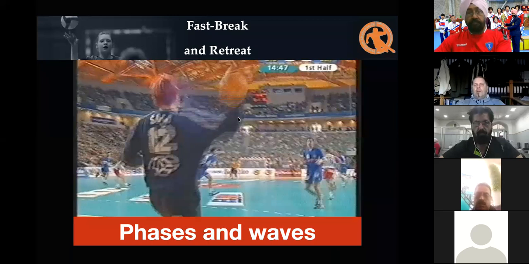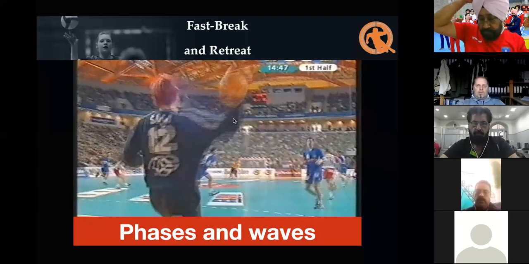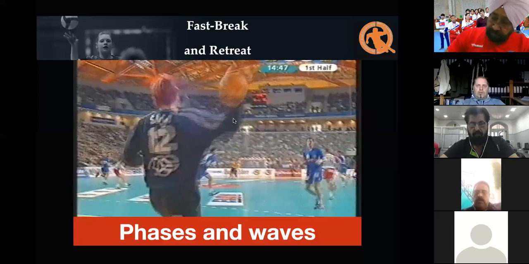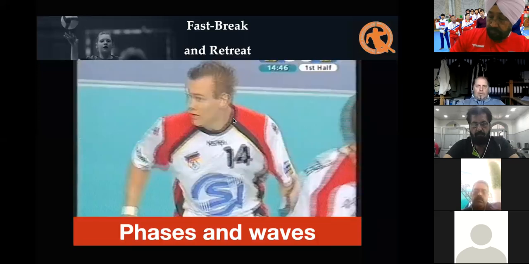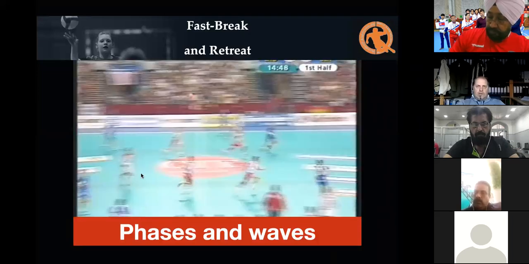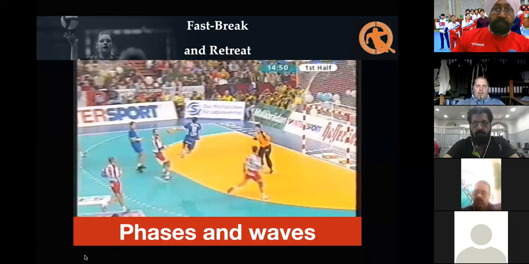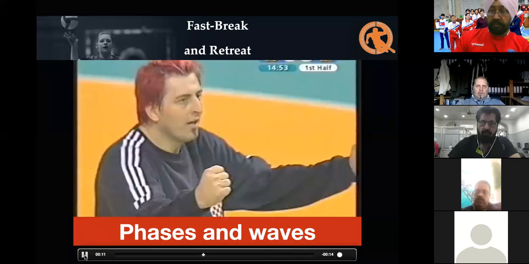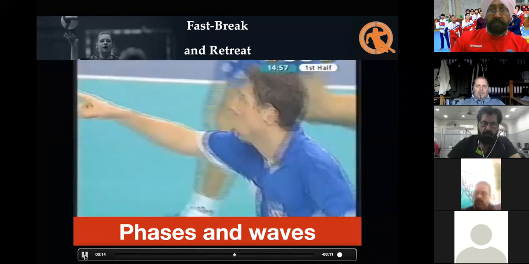It was the final of the World Championship 2003. It was played in Portugal, and the 2 teams in the final were Germany in white, Croatia in blue. And as you can see here, this is the proper example for a single fast break or a first wave fast break finalized from the right wing.